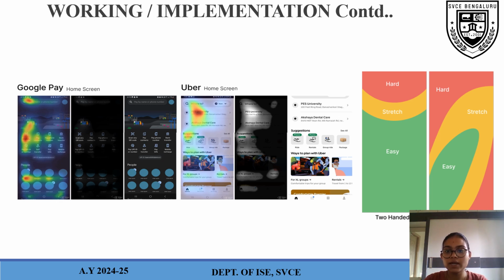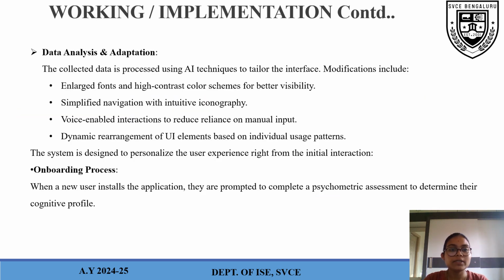And the other thing is one-handed use, the easy part and the stretchable part and the hard part. And then next comes data analysis and adaptation. In this, the collected data is processed using AI techniques to tailor the interface. Modifications include enlarged fonts and high contrast color schemes for better visibility, simplified navigation with intuitive iconography, voice enabled interactions to reduce reliance on manual input, and then dynamic rearrangement of UI elements based on individual usage patterns. The system is designed to personalize the user experience right from the initial interaction.